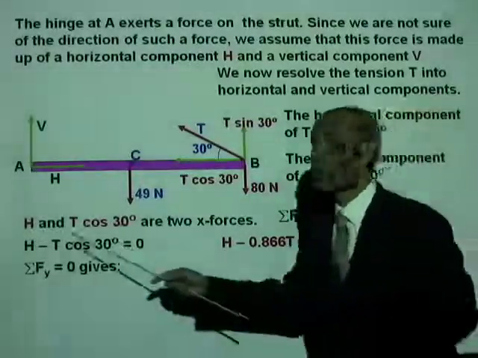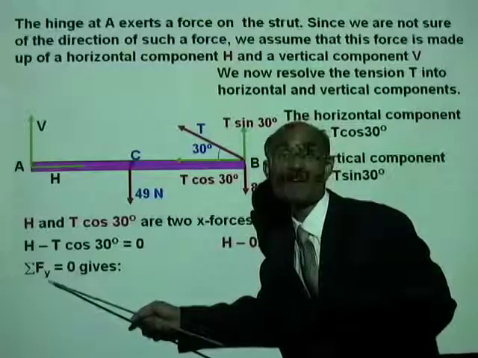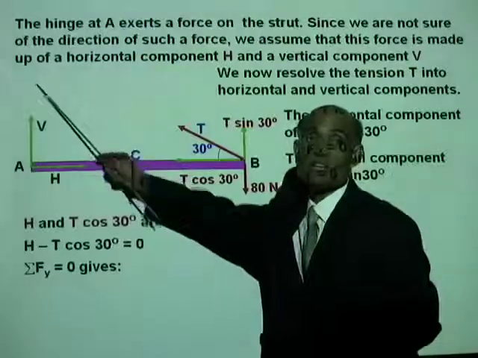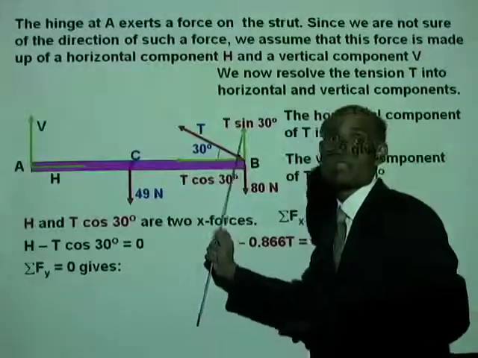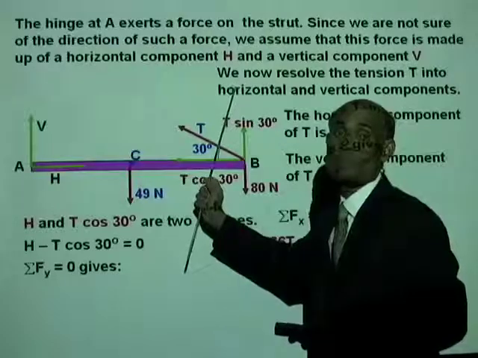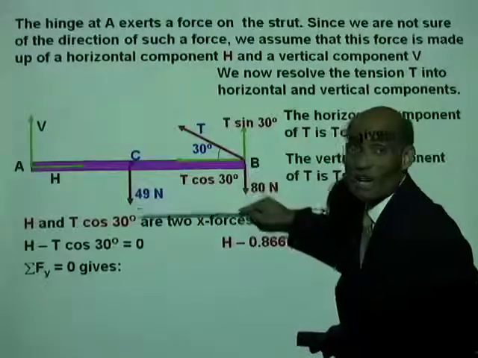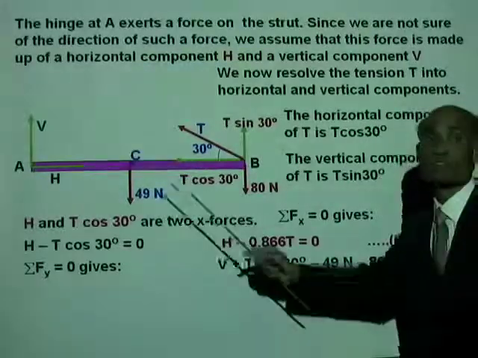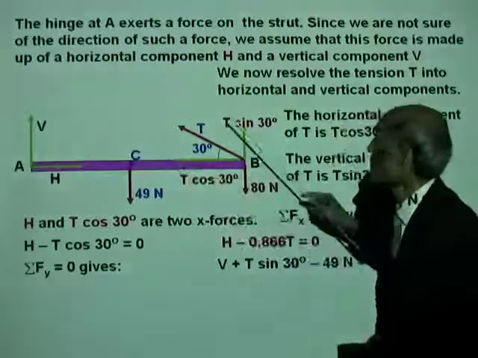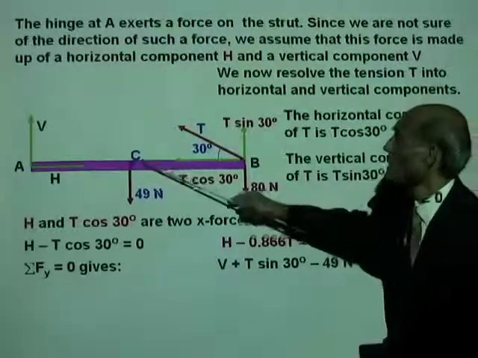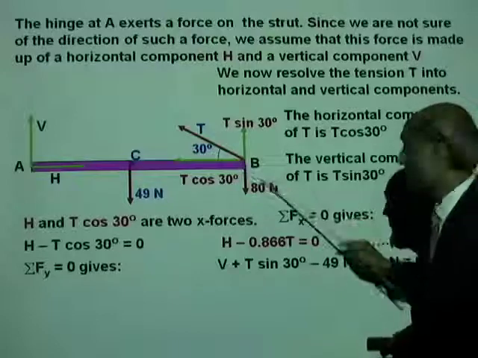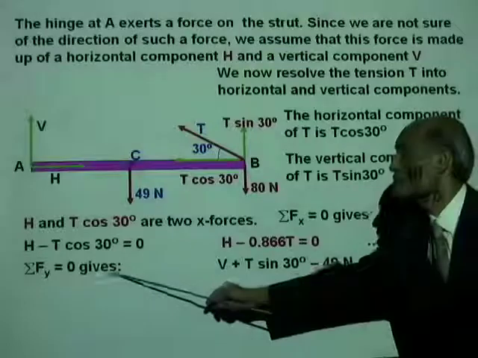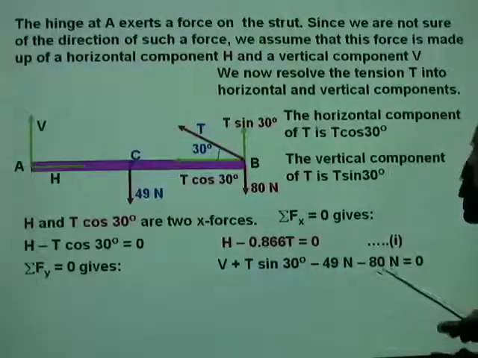And now let's look at the y forces. Summation Fy equal to 0. What are the y forces? V is a positive y force. T sine 30 degrees is a positive y force. 49 a negative y force. 80 Newton a negative y force. So it will be V plus T sine 30 degrees minus 49 minus 80 equal to 0. There we have summation Fy equal to 0 gives me this.